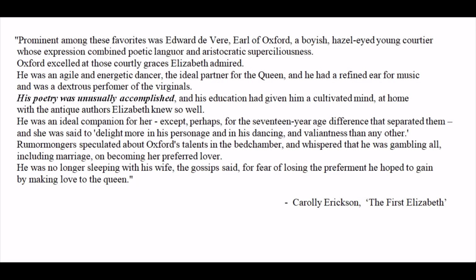He was an ideal companion for her, except perhaps the 17-year age difference that separated them, and she was said to delight more in his personage and in his dancing and valiantness than any other. Rumor-mongers speculated about Oxford's talents in the bedchamber and whispered that he was gambling all, including marriage, on becoming her preferred lover. He was no longer sleeping with his wife, the gossip said, for fear of losing the preferment he hoped to gain by making love to the Queen.